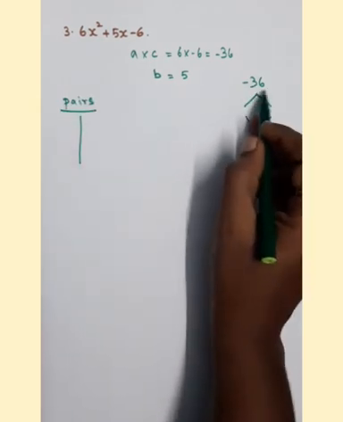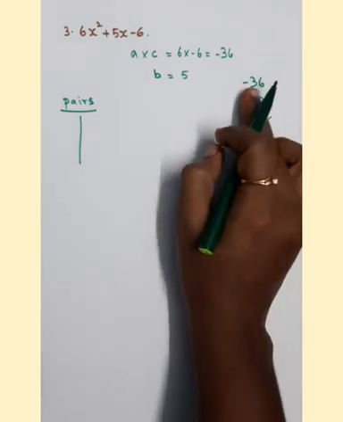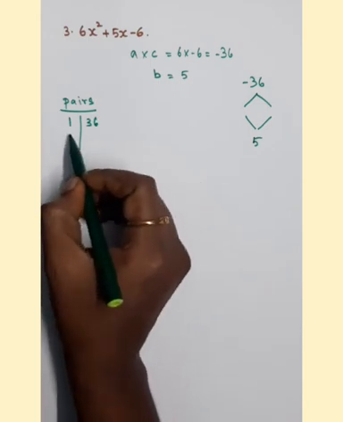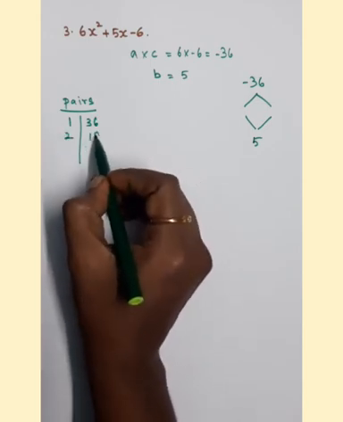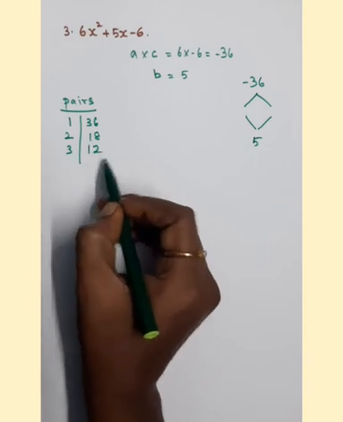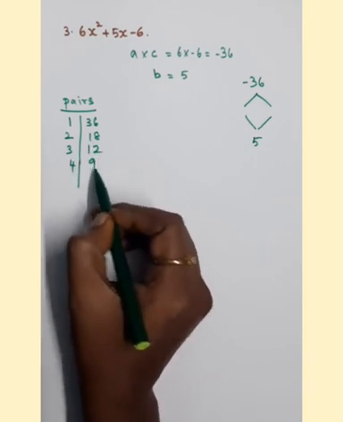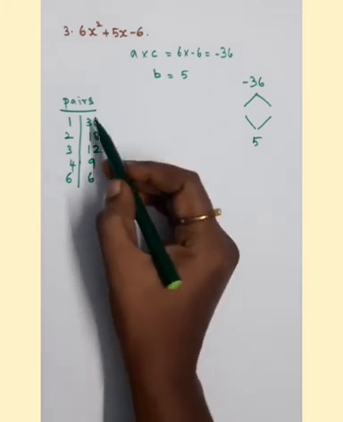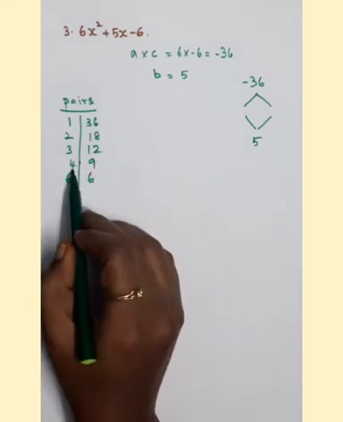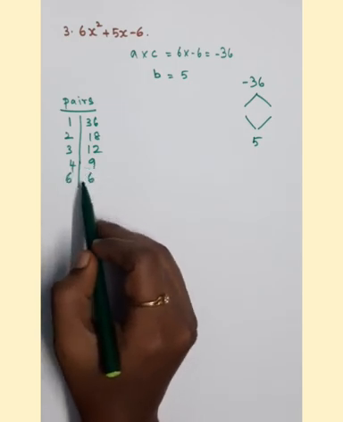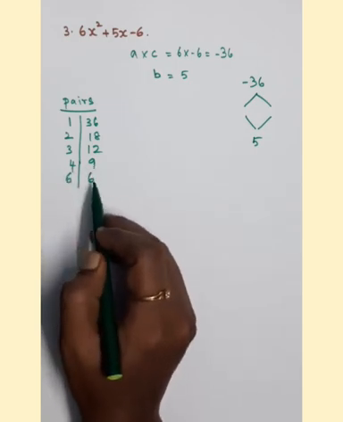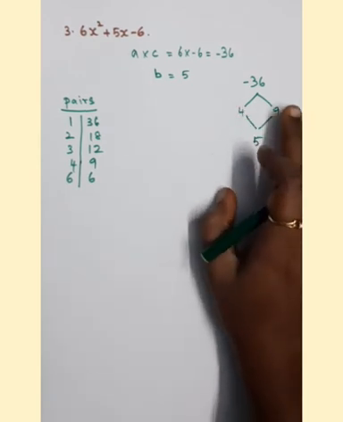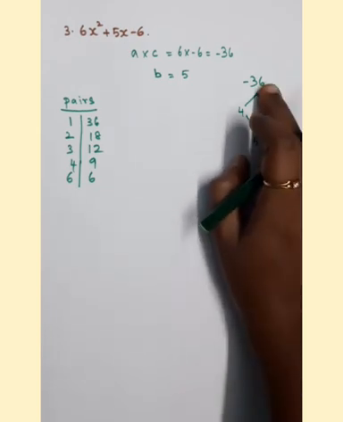So to get minus 36, the factors of 36 are 1 into 36, 2 times 18, 3 times 12, 4 times 9, and 6 times 6. So while seeing this you can see here 4 and 9, the difference is 5. So let us check with 4 and 9 first. So 4 and 9. So here the product should be a negative term.